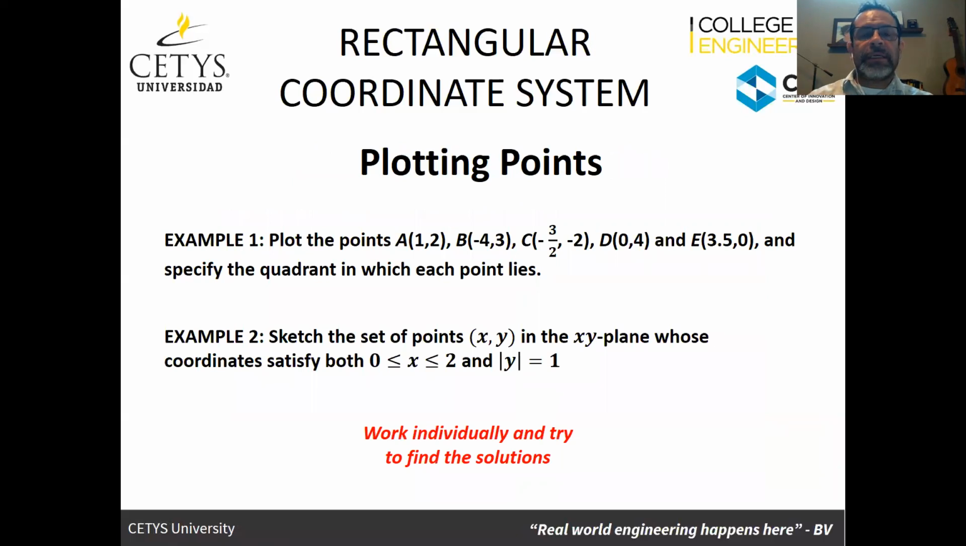Now, how could we plot points? I'm going to give you 1 minute to try to plot those points that are in example number 1. And I also want you to try number 2, which says, sketch the set of points in the XY plane whose coordinates satisfy both of these conditions. I'm going to give you 2 minutes to try to work on these and then we're going to solve them here.